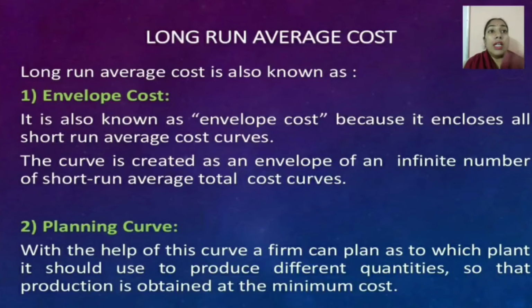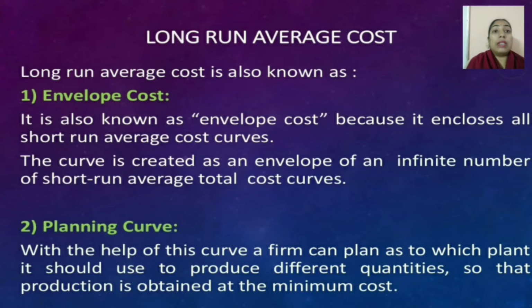So now the long run average cost is known as the envelope cost and it is also known as the planning curve. Why is it known as the envelope cost? It is known as the envelope cost because it encloses all the short run cost curves in between. The curve is created as an envelope of an infinite number of short run average total cost curves.